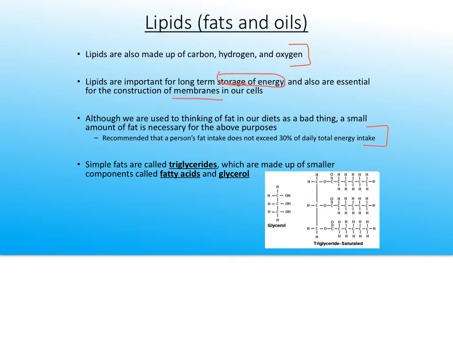Now, when we look at a fat, a basic simple fat is called a triglyceride, as pictured here. A triglyceride, like it sounds, has 3 pieces to it, and those are 3 fatty acid chains. And each of those fatty acid chains are attached to a glycerol backbone. So we call this a triglyceride. 3 chains attached to a glycerol backbone.